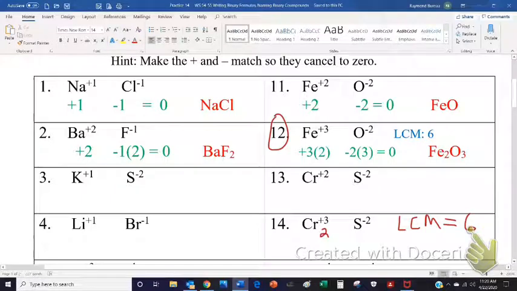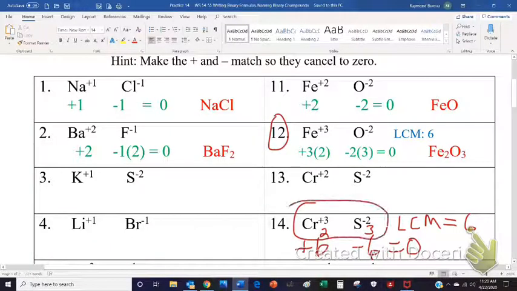2 of them do. How many 2's make 6? 3 of them do. That means a positive 6 and a negative 6 will give us a total of 0. And just like we had a moment ago, that means copy this. Running out of space, but you get the idea now. Cr2S3, and that is your answer.